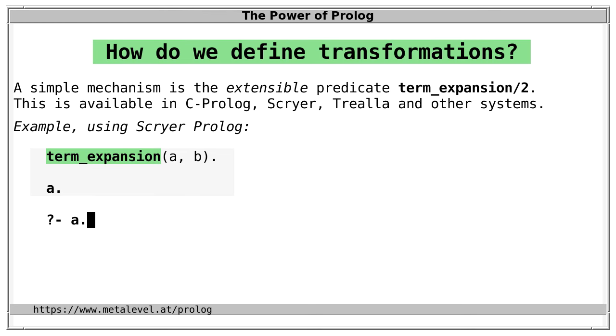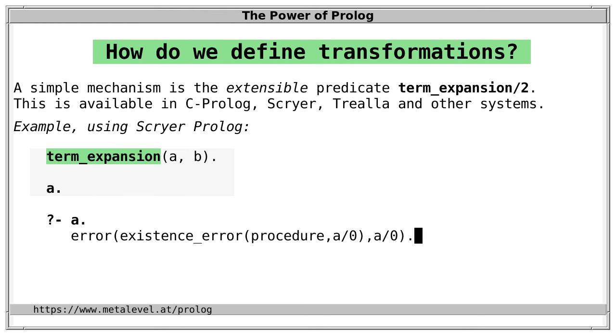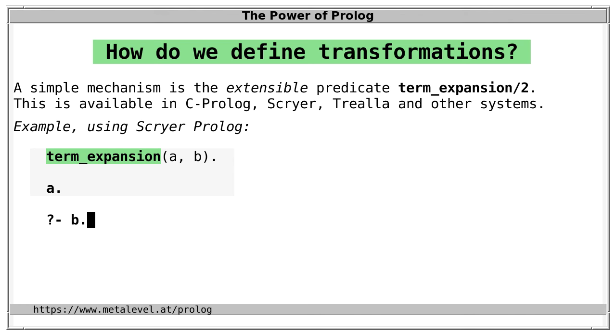Now, does A hold? No, it yields an existence error. The predicate A is not defined. What about B? Yes, it holds. Why? Well, because of the defined term expansion. We say the term A is expanded or transformed or rewritten to B. It's as if, instead of A, we had written B here.